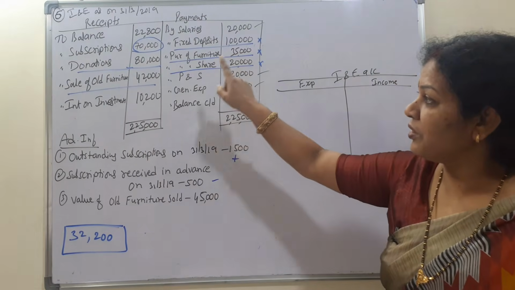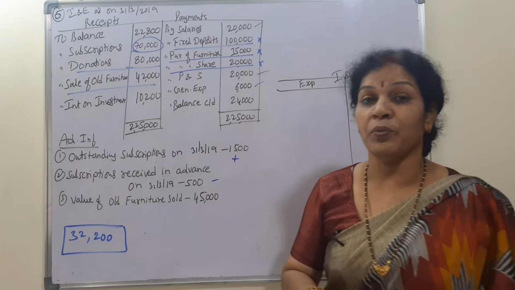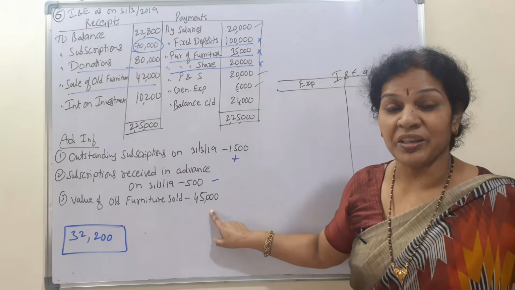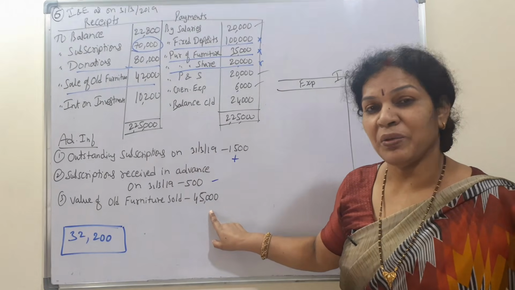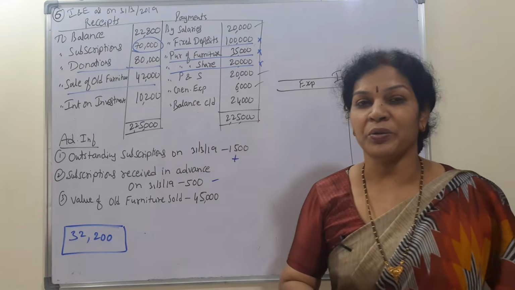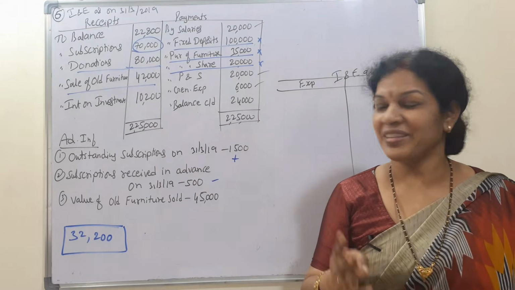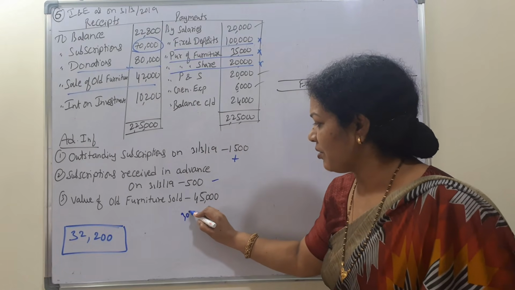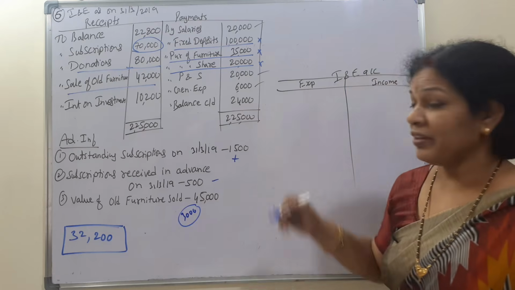Where is old furniture? It is here, sale of old furniture. What is this value? The value is 45,000. We are selling for 42,000, which means 3,000 is a loss. So we have to consider a 3,000 loss. Roughly I am showing you.